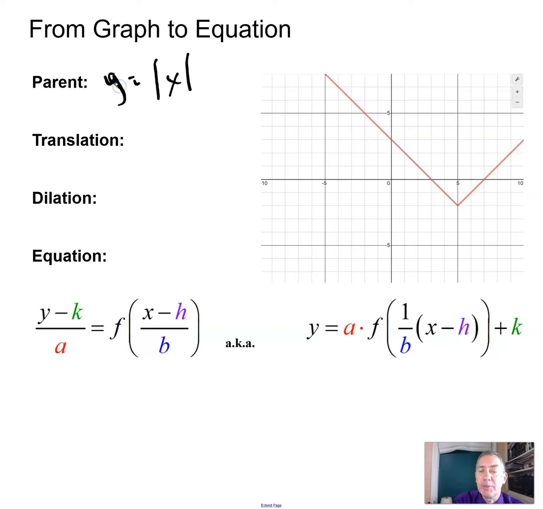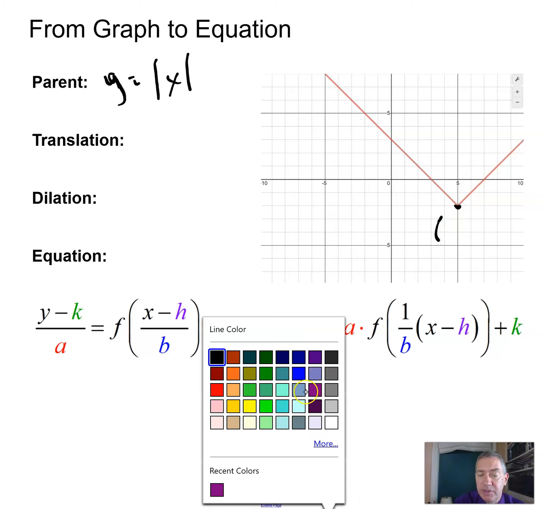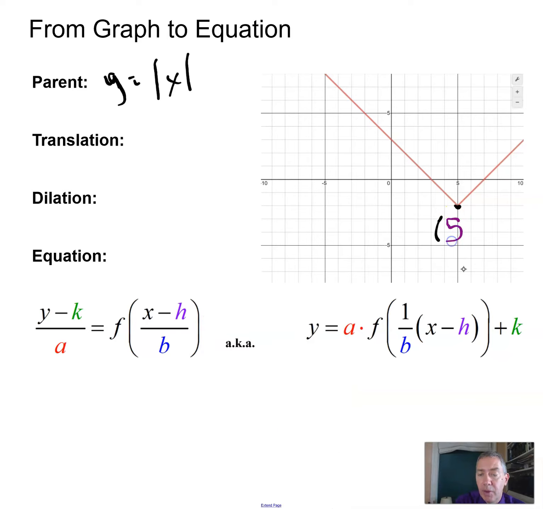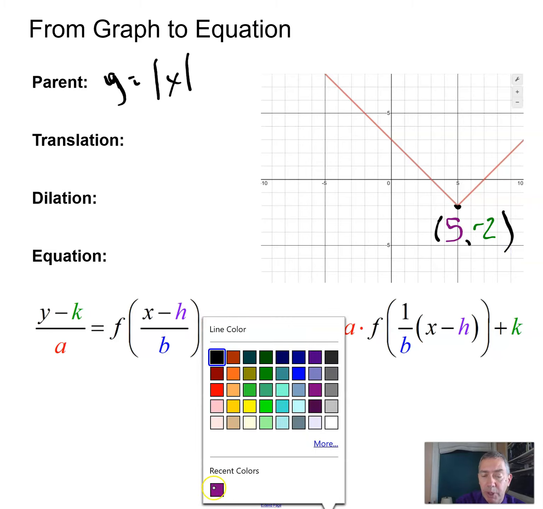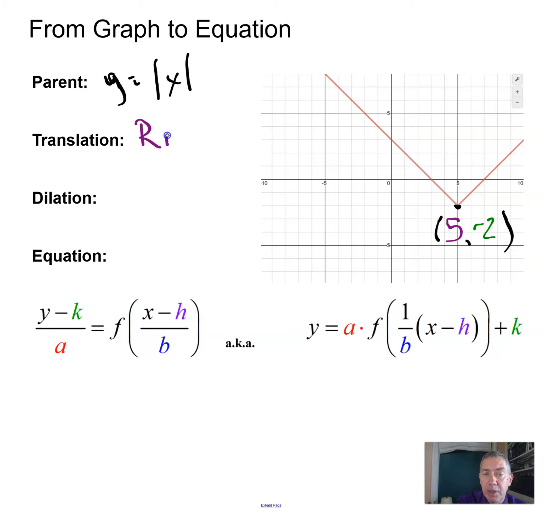Normally, the absolute value would have a vertex at 0, 0. And here we have the vertex at the point x is 5, y is -2. So that's asking me, how did this change? Well, it went to the right 5, that's in purple, because that matches the equation. Right 5, so that says h equals 5, and down 2, so that says k is -2.